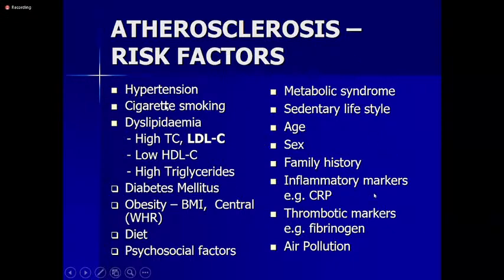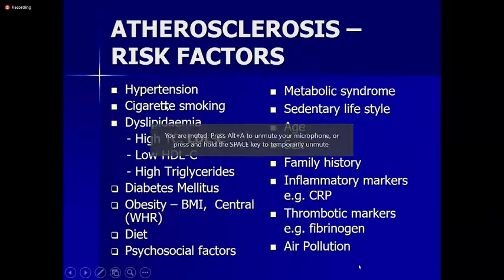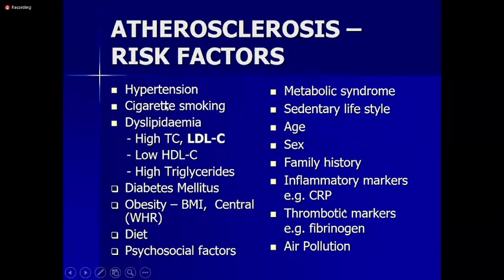Then again, some emerging factors are inflammatory markers, for example, C-reactive protein, markers of thrombosis like fibrinogen, and very important for those of us who live in polluted cities, air pollution is coming up as a very significant risk factor for coronary artery disease. So all these are things that we should work at, both with respect to preventing coronary artery disease, but also in people who already have coronary artery disease.